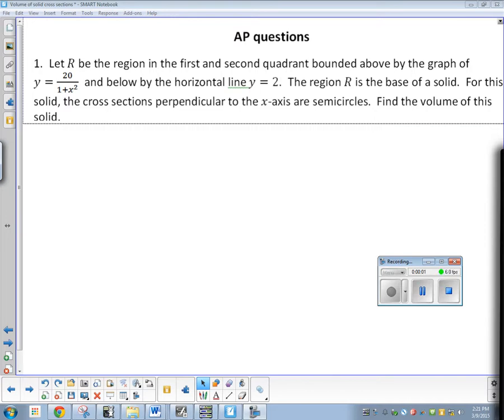All right, so number 1 out of the AP questions, it says, let R be the region in the first and second quadrant, bounded above the graph by that and below by that horizontal line. Okay, the region R is the base of a solid. For this solid, the cross sections are perpendicular to the x-axis and they're semicircles. Find the volume of this solid.